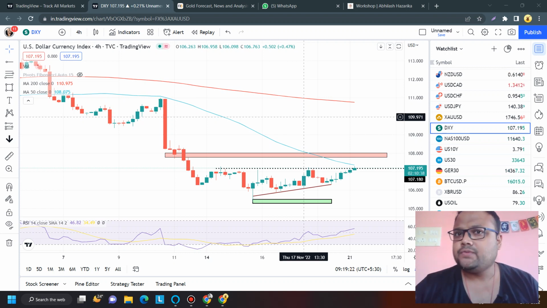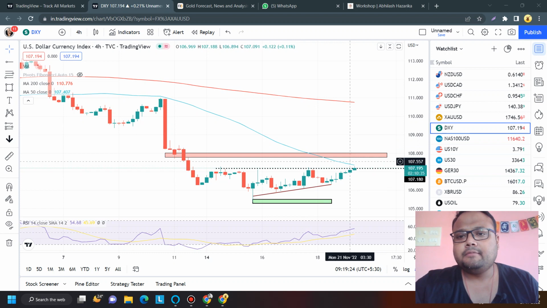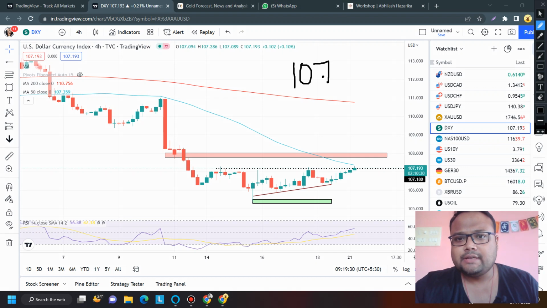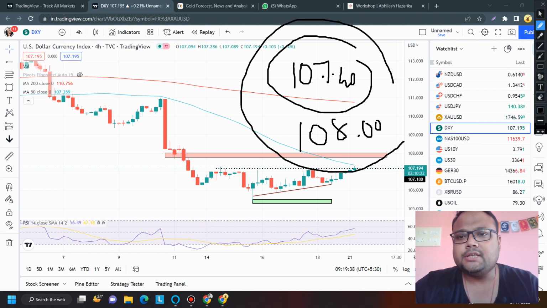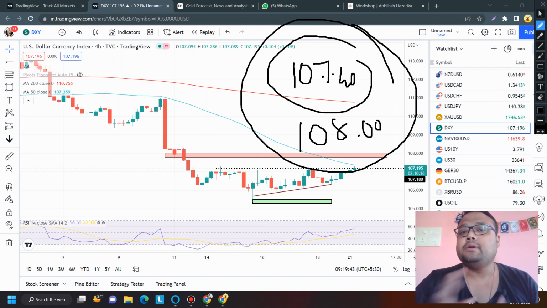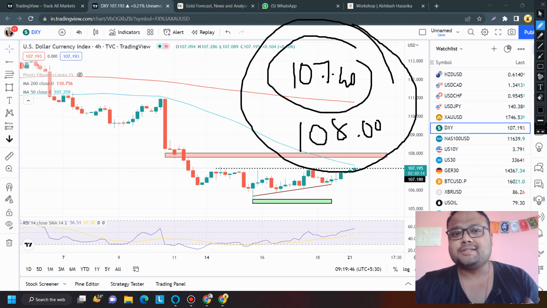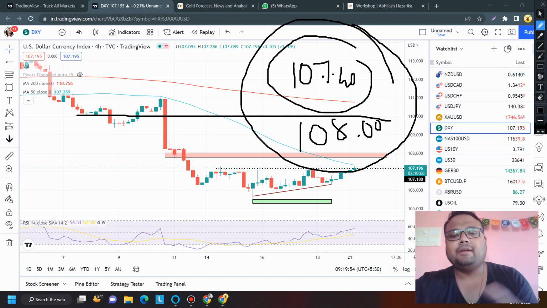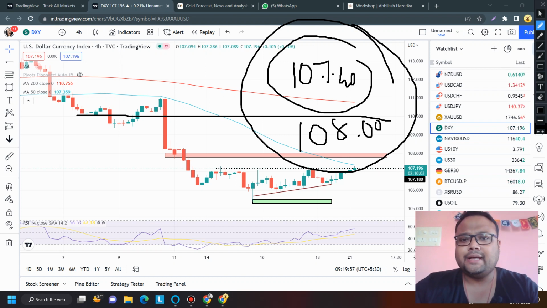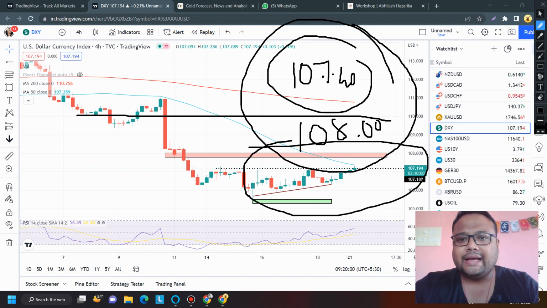If DXY starts going up during the day, then the next resistance will be around 107.40, and the next big resistance will be around the 108 level. So these two are the important resistances. Even if DXY shows some upside, it will not be a trend reversal. For a proper trend reversal, it will have to cross the 109 and 110 levels, but right now there are multiple resistances. So let's wait and watch how DXY reacts around this level.